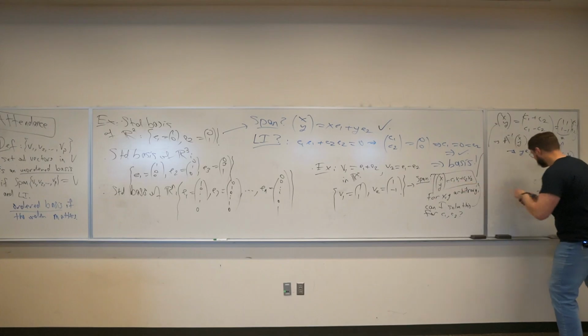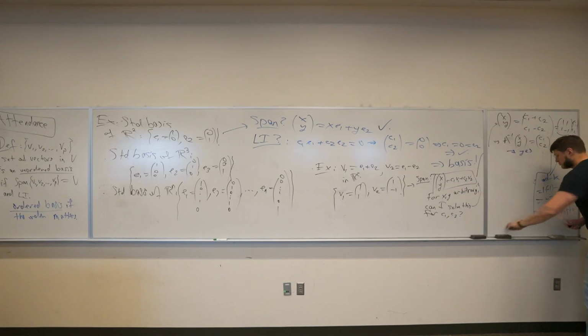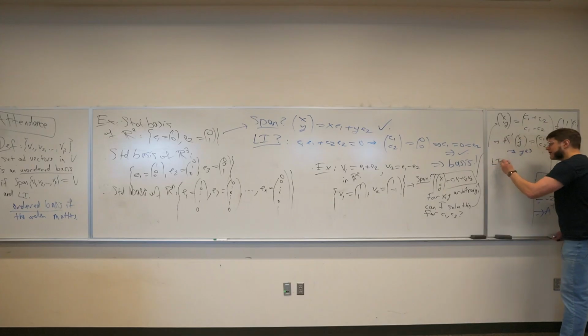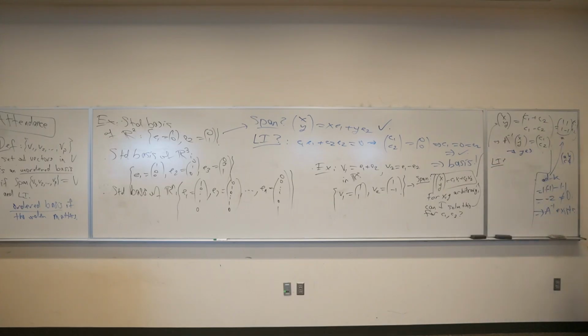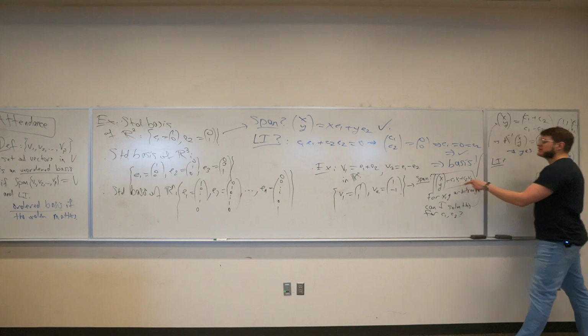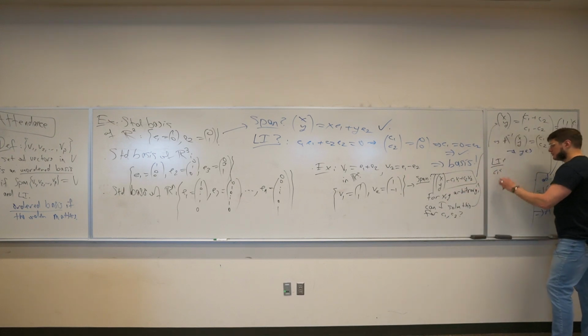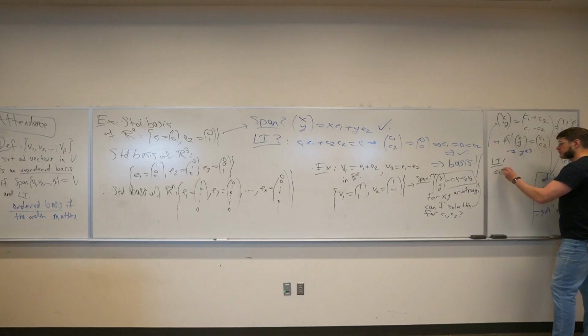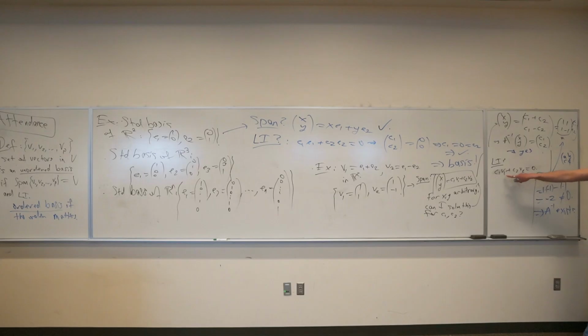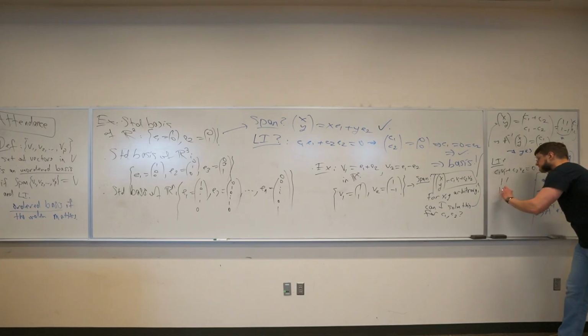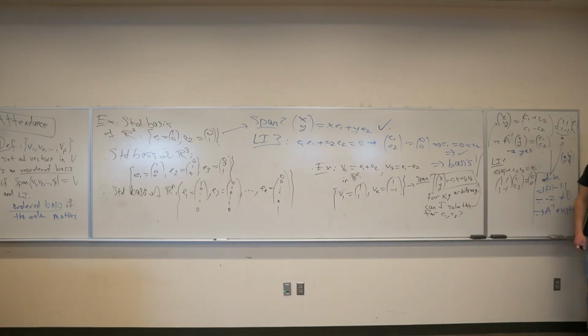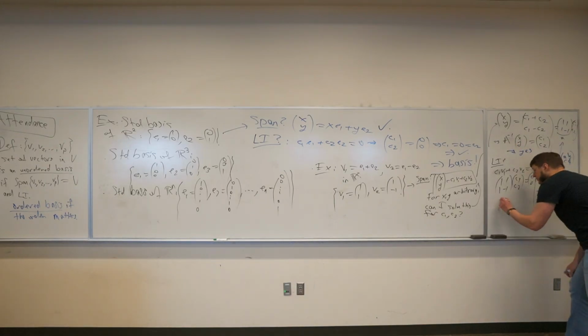So yes, to span. Now I check for linear independence. Now I need to set up the equation with linear combination equals 0, right? C1 V1 plus C2 V2. But then you're going to realize this thing is the same thing as this. Okay? But this is the same matrix as the matrix that we used before. Again, by the fact that this is invertible, I can send it to the other side.